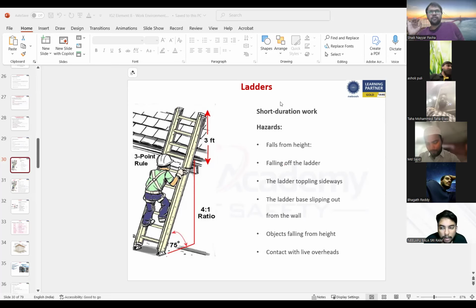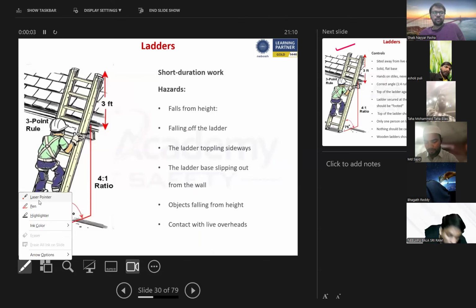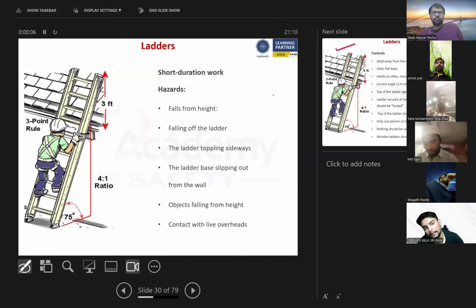So for access equipment, we have ladders, step ladders, scaffolding, mobile tower scaffolding, and MEWP. The most common, and we'll start with this, is the ladder. A ladder is generally used for short duration or temporary work. When you are working with any access equipment, there are two common hazards which we already discussed yesterday: people falling from height, or materials and objects falling from height.